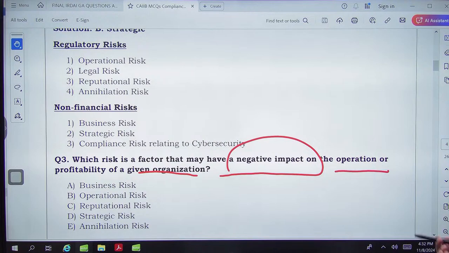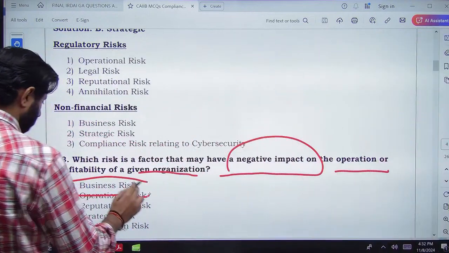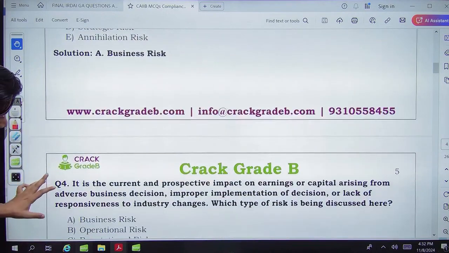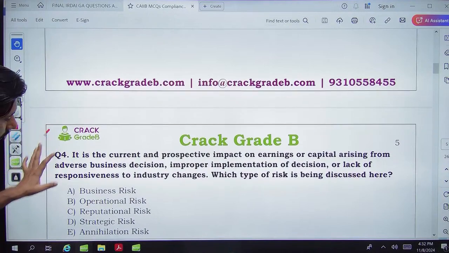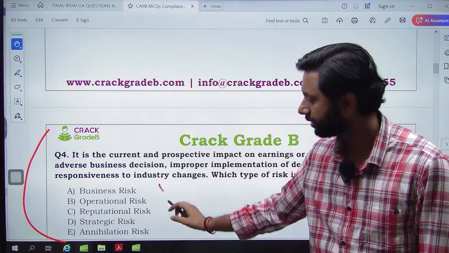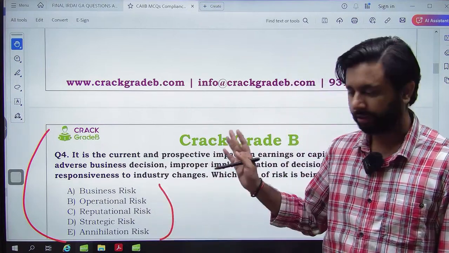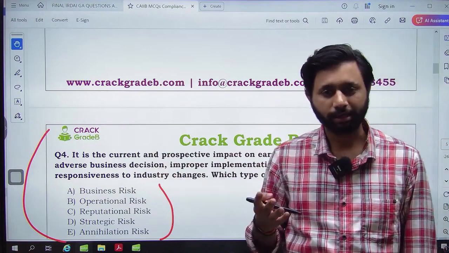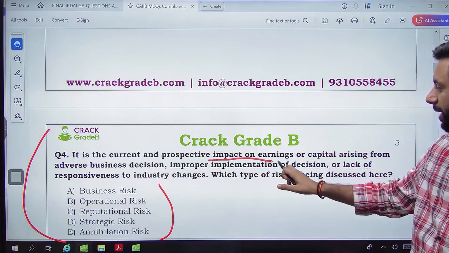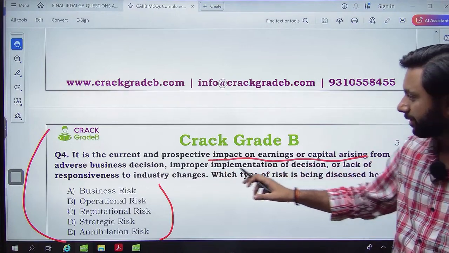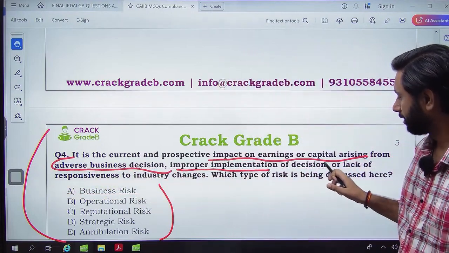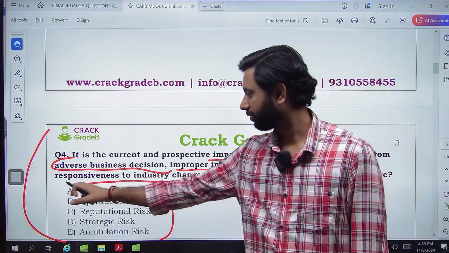So here the correct answer is business risk. Okay. After doing these questions, I will make sure that I'll make you understand all these types of risks, so that in this session, apart from these questions, you get to understand these key risk topics also. So it is the current and prospective impact on earnings or capital arising from adverse business decisions, improper implementation, or lack of responsiveness to industry changes.